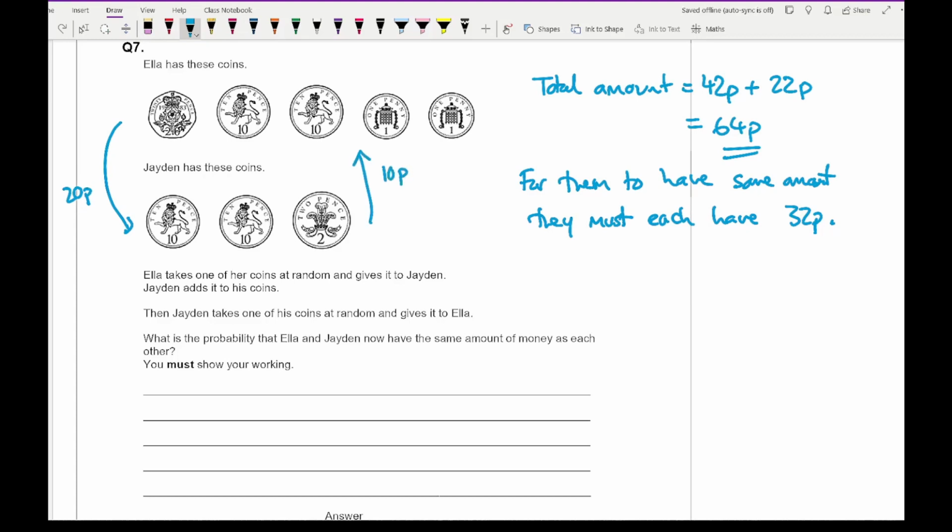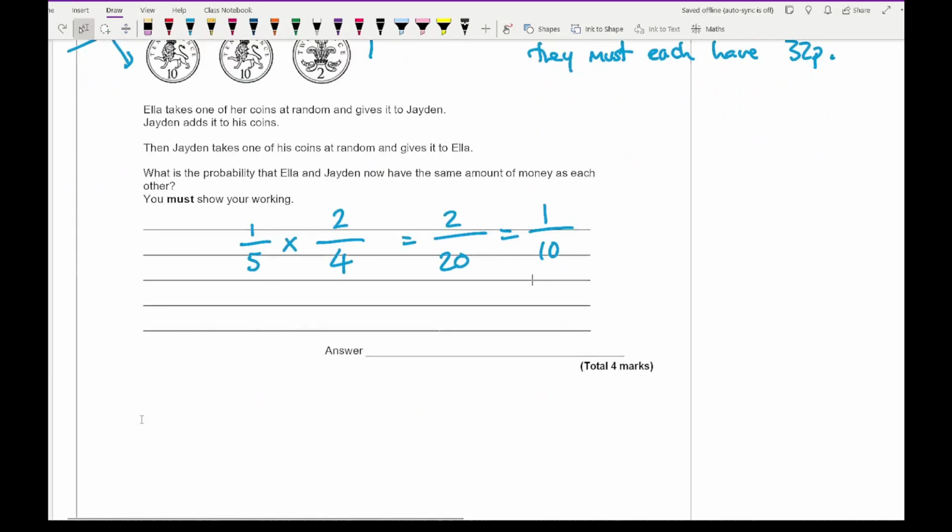So the probability of the 20p piece being chosen at first is going to be 1 over 5. And the probability of a 10 pence being selected, well, there's going to be 4 coins there. And how many of those 4 coins are going to be 10 pences? Well, that's going to be 2. So then if I just multiply each of those two things together, I get 2 over 20, which equals 1 over 10. And that there is my final answer.